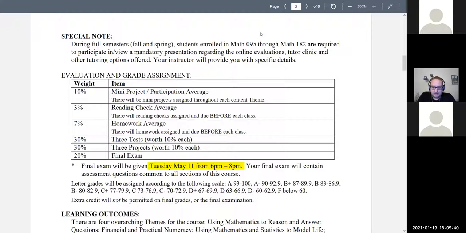I thought I saw a couple of other questions. Is there an ebook? Yes, so that's the one with the My Math Lab account. It does come with an ebook. And again, if you want to go that route, that's fine with me. Make sure that you're reading the textbook.